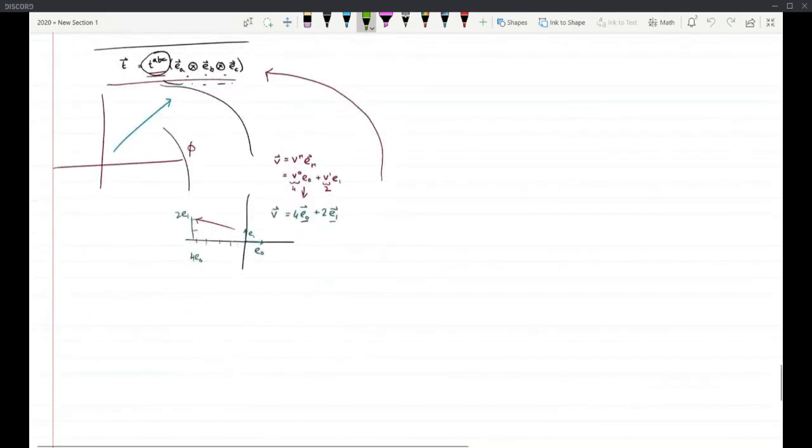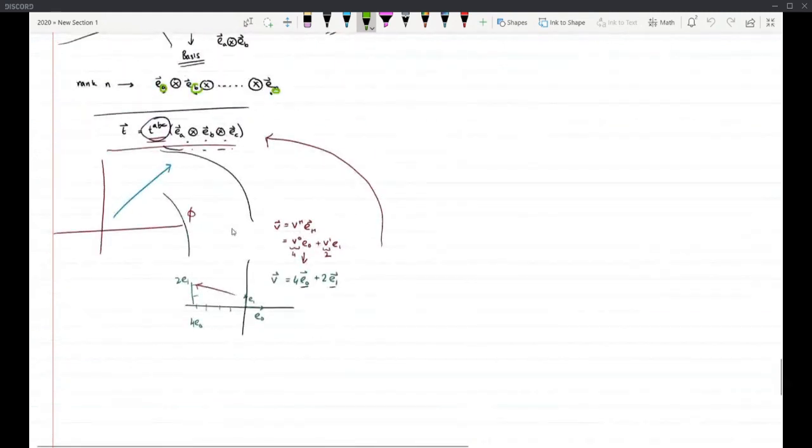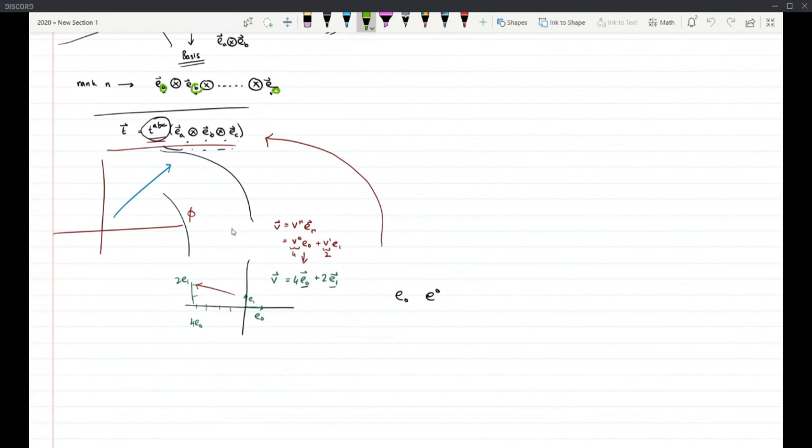Okay. Now remember, just like my vectors, I could have constructed this using my dual basis, which is instead of writing it as E0, I can write it up here, right? My tensor, I can expand this way.